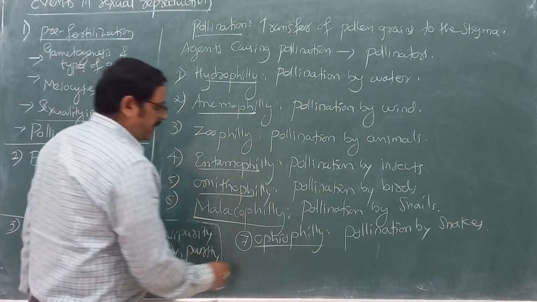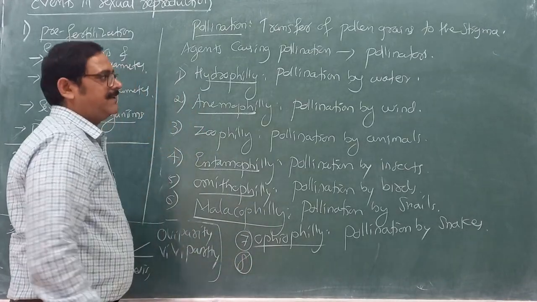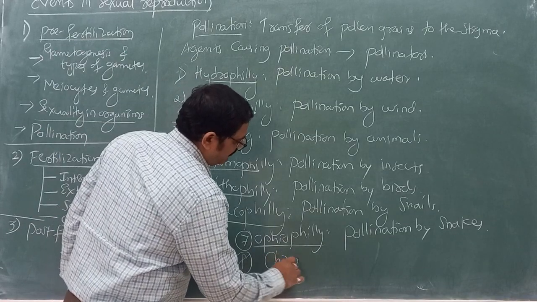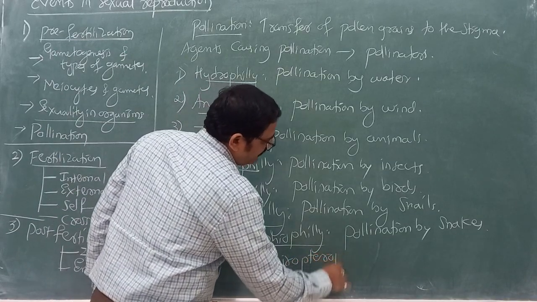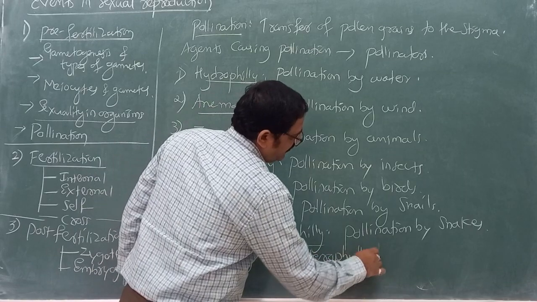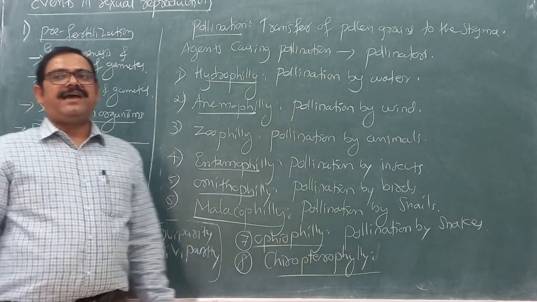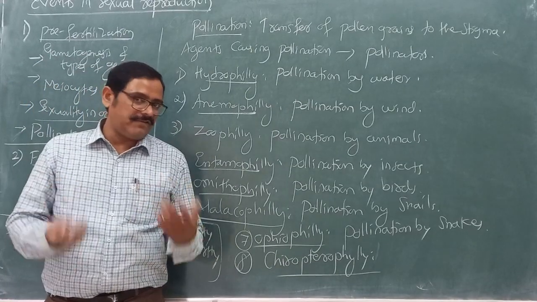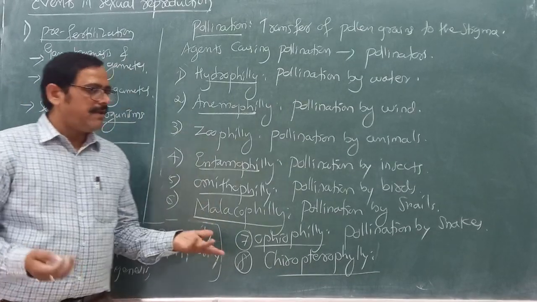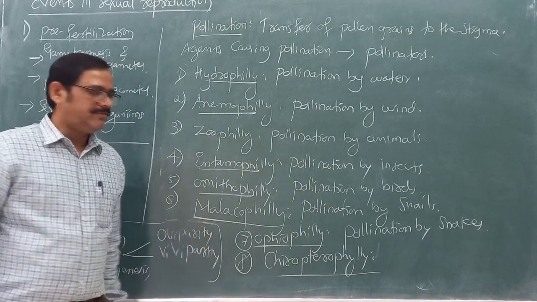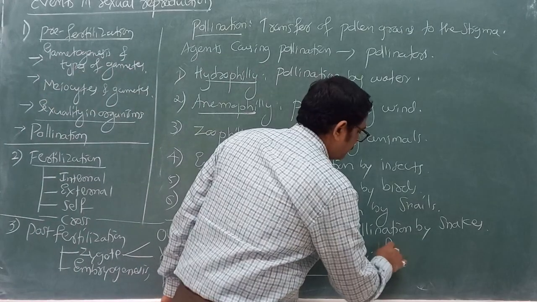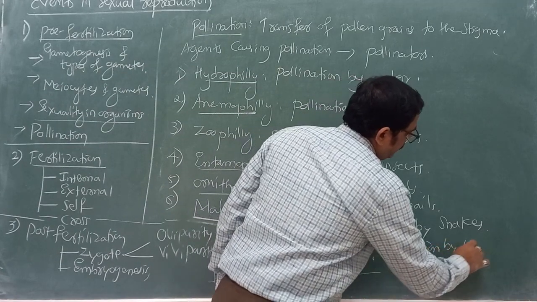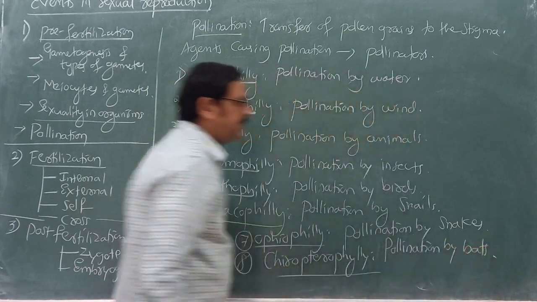Then there is one more very different and typical term, chiropterophily. Can you tell me what this is? Chiropterans means bats, and bats are frugivores. They eat the fruits, right? So they also help in pollination. Pollination by bats is called chiropterophily.